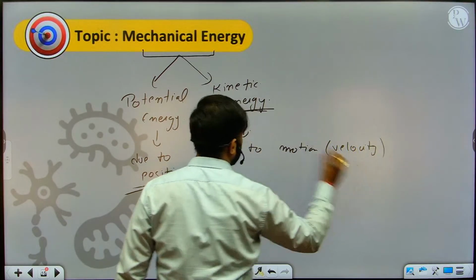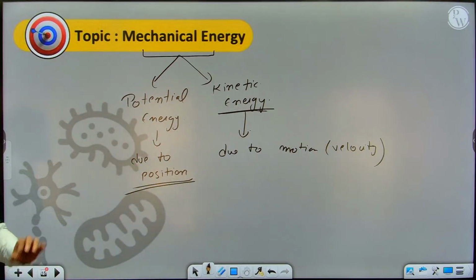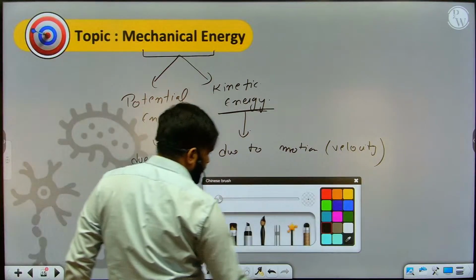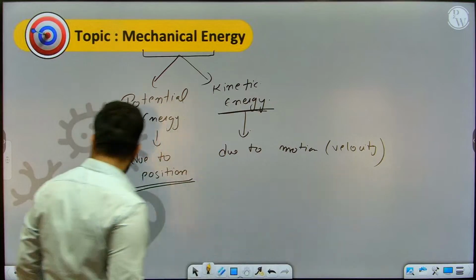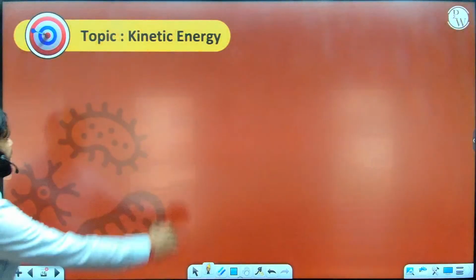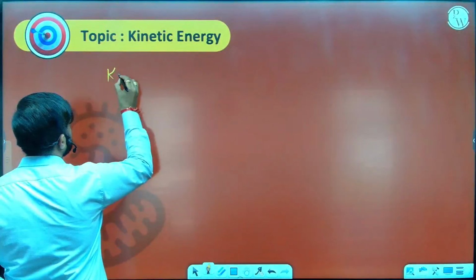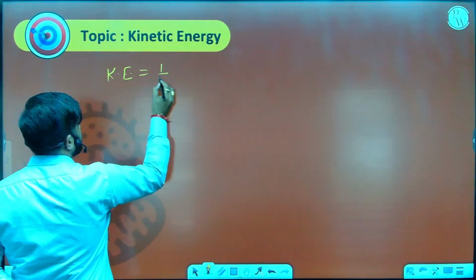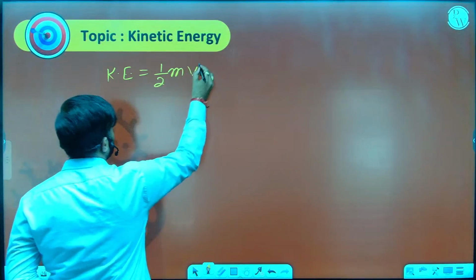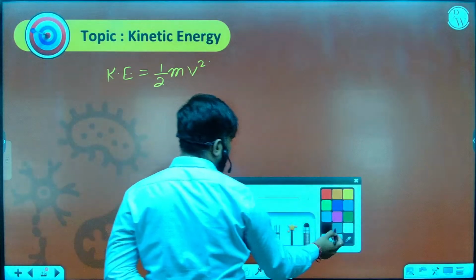Okay? Alright. The mechanical energy is classified into 2 parts. We'll discuss both of them one by one. Firstly, the kinetic energy. Just looking at the formulas, the kinetic energy is half mv square. We all know this thing.